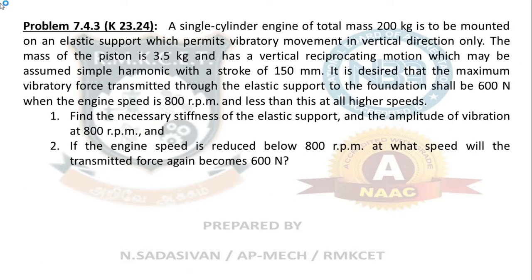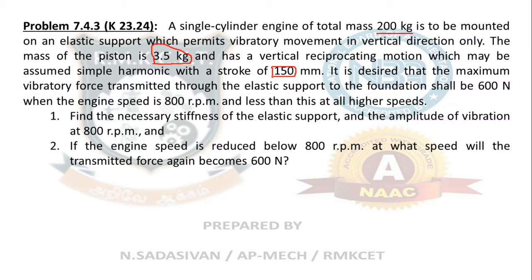A single cylinder engine of total mass 200 kg is to be mounted on an elastic support, this is your M1, the entire mass, which permits vibratory movement in the vertical direction only. The mass of the piston is 3.5 kg. This is your disturbing mass, m omega square r. It has a vertical reciprocating motion which may be assumed to be simple harmonic with a stroke of 150 mm. Half of this is your radius, r.